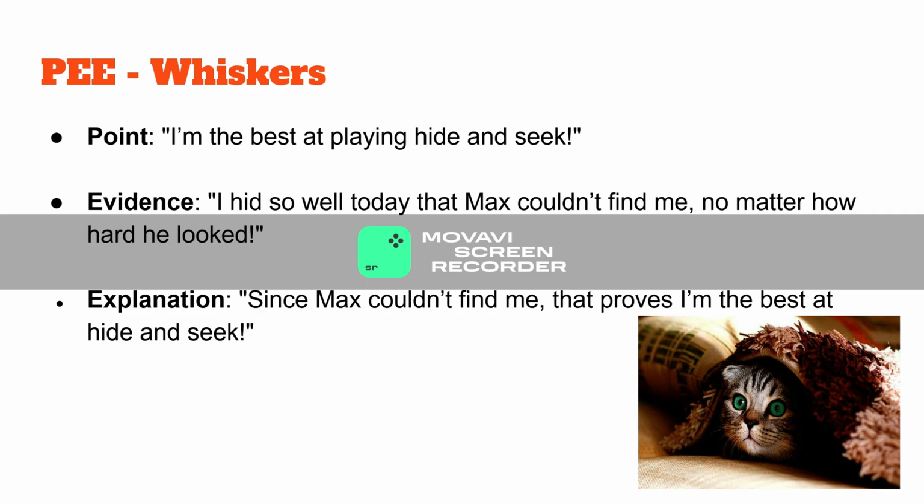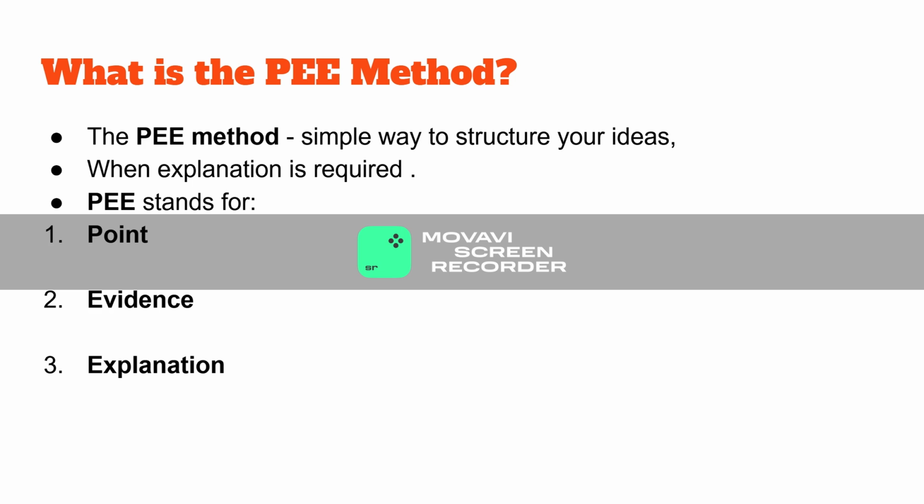In conclusion, both Max and Whiskers laughed. They realized they were both really good at some games. Max was amazing at fetch, and Whiskers was unbeatable at hide and seek. They decided that both of them were winners because each of them had a special talent. From that day on, they played together and used PEE every time they needed to prove their point in a fun and clear way.